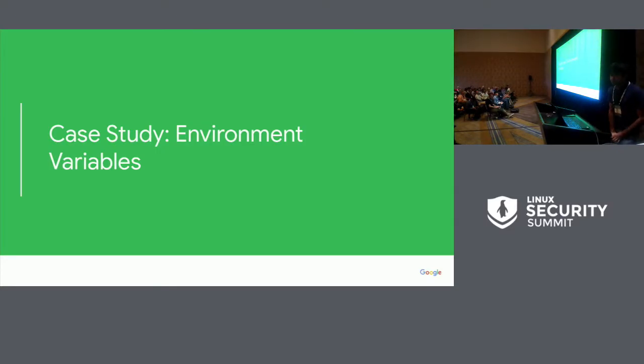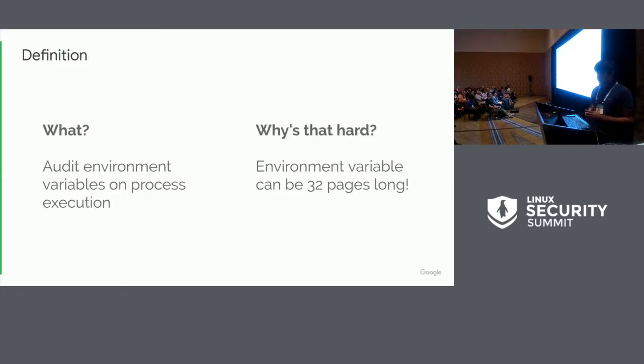So we're going to do this case study. The thing I talked about, you might have guessed, is about environment variables. What do you want to do? You want to audit the environment variables in process execution. Our security engineer would tell me that should be easy, right? You just write some code and dump the environment variables out. But it's hard. The environment variables can be 32 pages long. I was myself not aware of this limitation, but when I looked at the Linux binprm struct, the index to that is max page size, which is 32. And this was surprising.